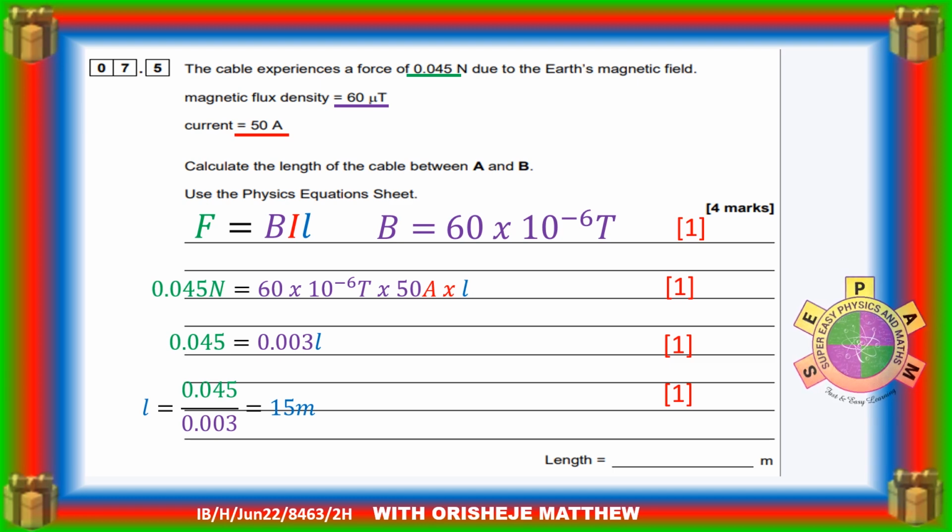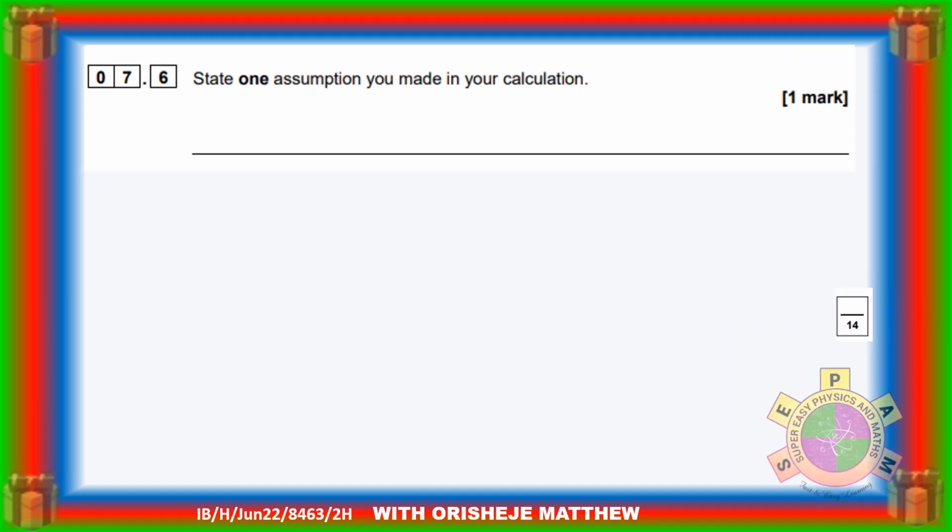So let's go to section 6 of the question. State one assumption you made in your calculation. Now you go back to Fleming's left-hand rule. What did they say? The wire and the force are at right angles to each other, so they are mutually perpendicular.